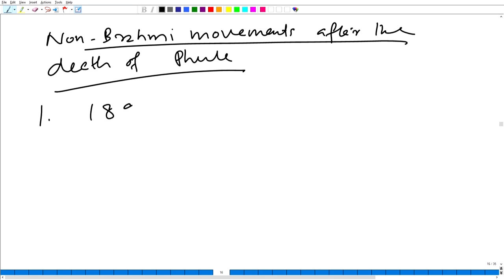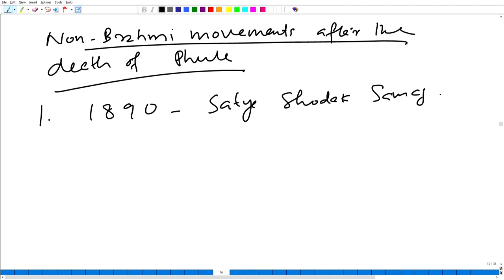What happened to the non-Brahmin movement, or Satyashodhak Samaj, started by Jyotirao Govindarao Phule? Jyotirao Phule died in 1890. With his death, Satyashodhak Samaj declined, but it was revived by whom? It was revived by Chhatrapati Shahu Maharaj of Kolhapur.